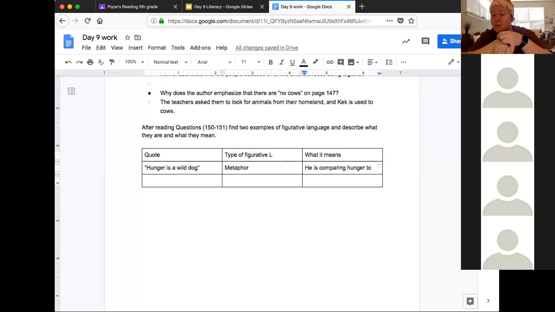So are they trained? No. Are they friendly? What do we know about a wild dog? They're mean. Okay, it can be mean. They can be a little bit crazy or frantic, just running around with no idea of what to do. So he's comparing hunger to a wild dog, saying it's very impatient and that it's kind of a little bit crazy, that he knows that feeling. And it's a feeling of almost wanting something as bad as a wild dog acts. So he's comparing hunger to being impatient like a wild dog.